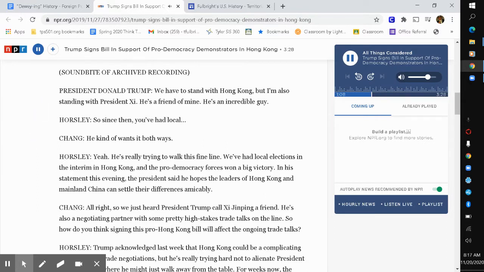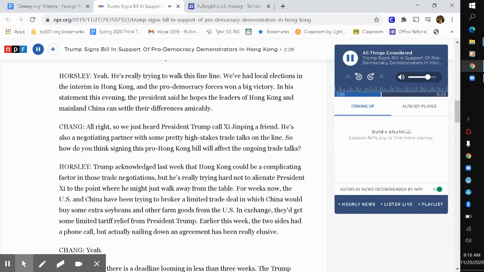He's an incredible guy. So since then, he's kind of had it both ways. Yeah, he's really trying to walk this fine line. We've had local elections in the interim in Hong Kong, and the pro-democracy forces won a big victory. In his statement this evening, the president said he hopes the leaders of Hong Kong and mainland China can settle their differences amicably. All right, so we just heard President Trump call Xi Jinping a friend.